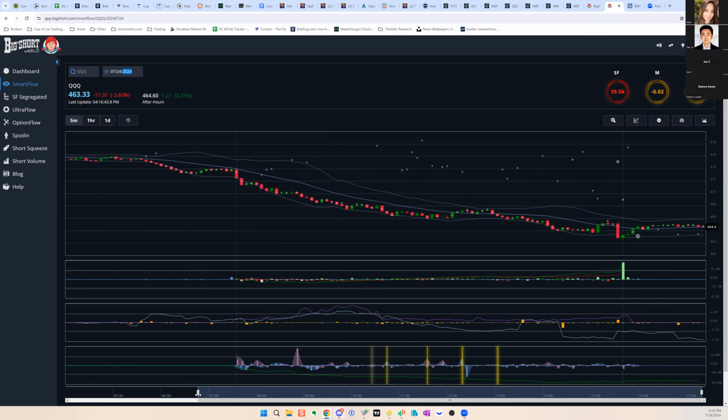Yeah. SR asks, you may have explained this before. What are the various confluences that we should look for in BigShort in order to take a more foolproof trade? Thanks. Anyone want to take this one?